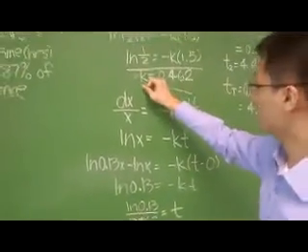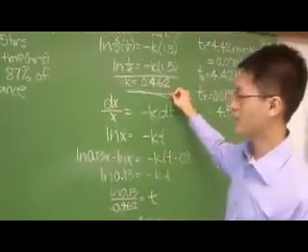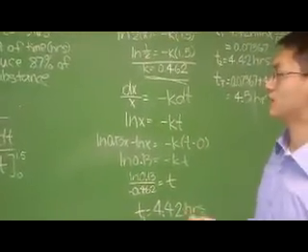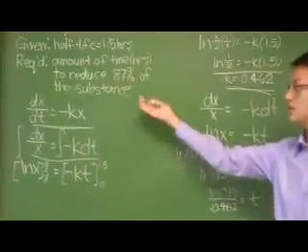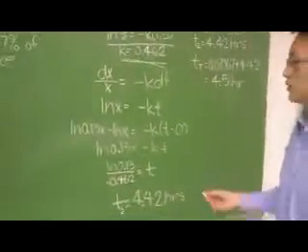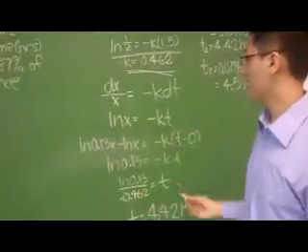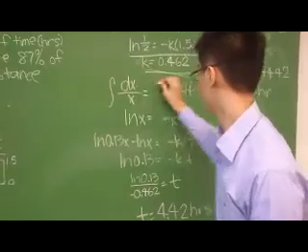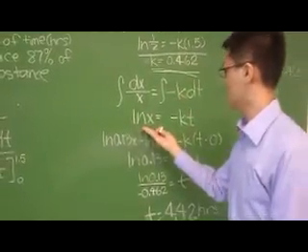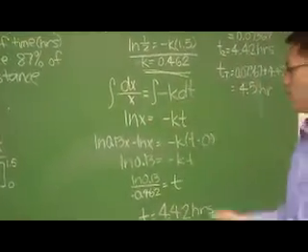So after having the k, we can solve the amount of time to reduce 87% of the substance. So this is again the formula, and then this is the answer to this.